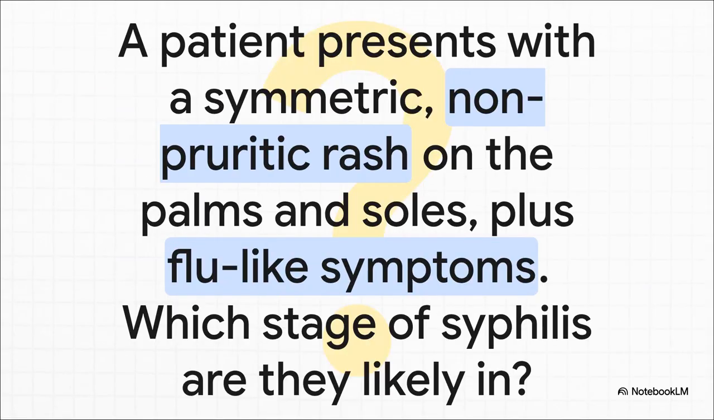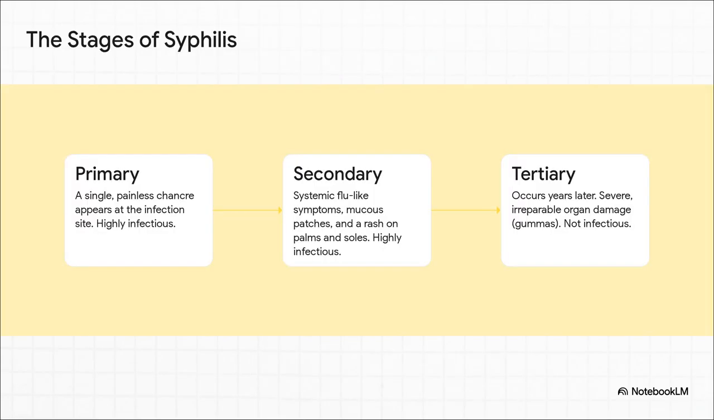So let's apply this. Picture this. A patient comes in with a rash on the palms of their hands and the soles of their feet. It doesn't itch, and they also just feel awful, kind of like they have the flu. What stage of syphilis is this most likely to be? Primary, secondary, tertiary, or latent? Take a second. So to answer that, you just have to know the stages.